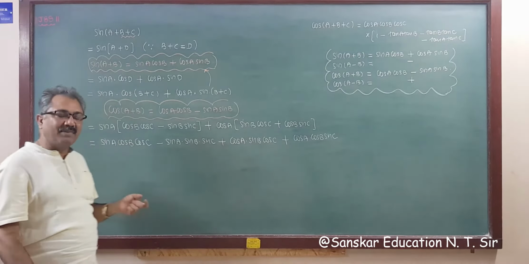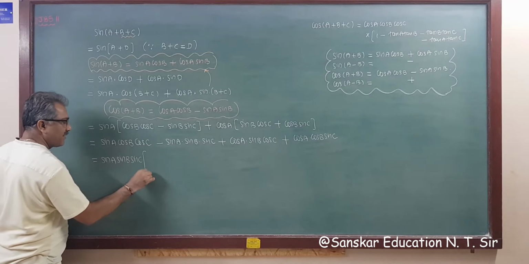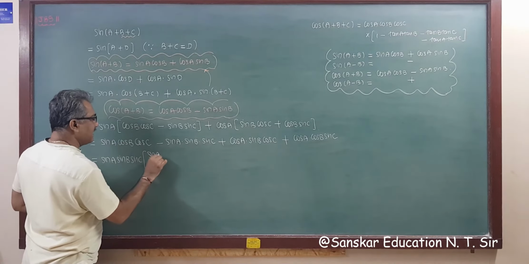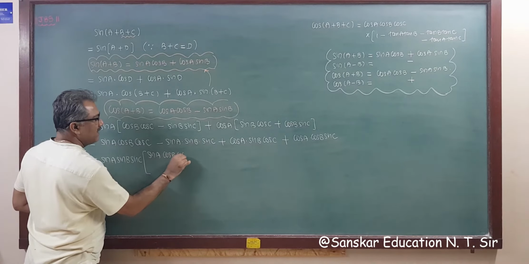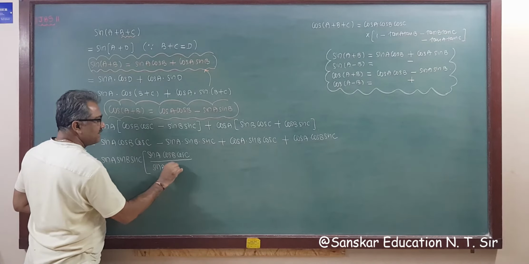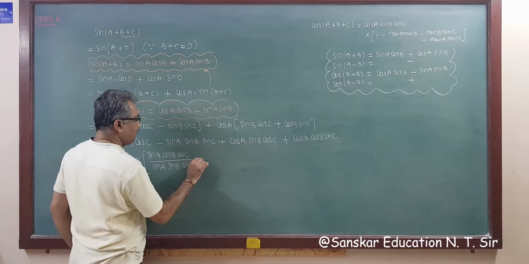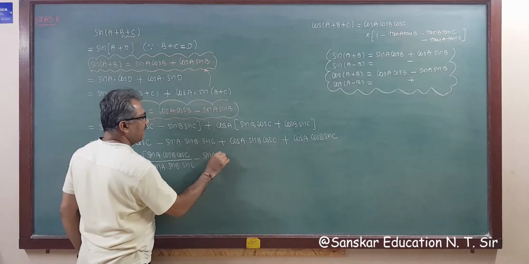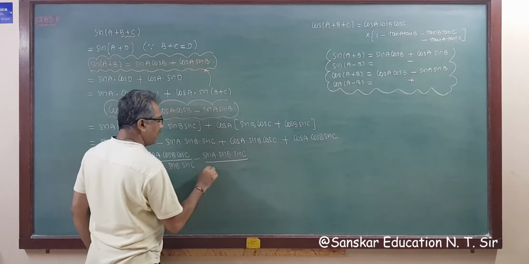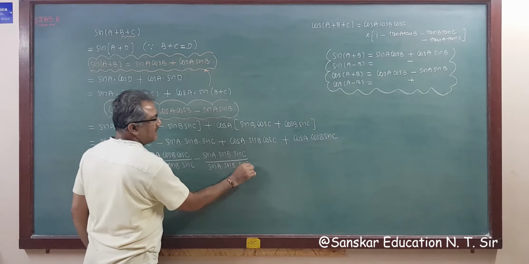So taking sin A, sin B, sin C common means we have to divide by sin A sin B sin C. So this is sin A cos B cos C whole upon sin A sin B sin C, minus sin A sin B sin C whole upon sin A sin B and sin C.